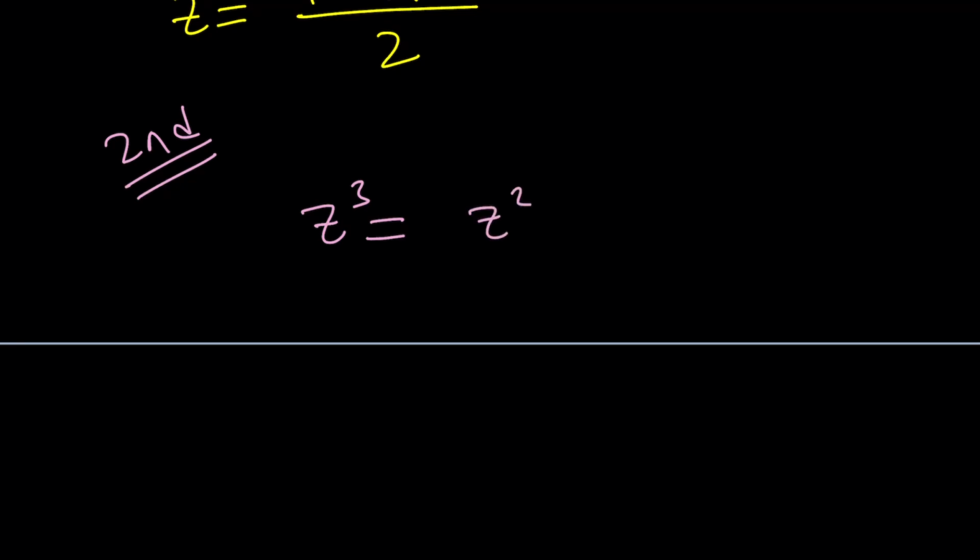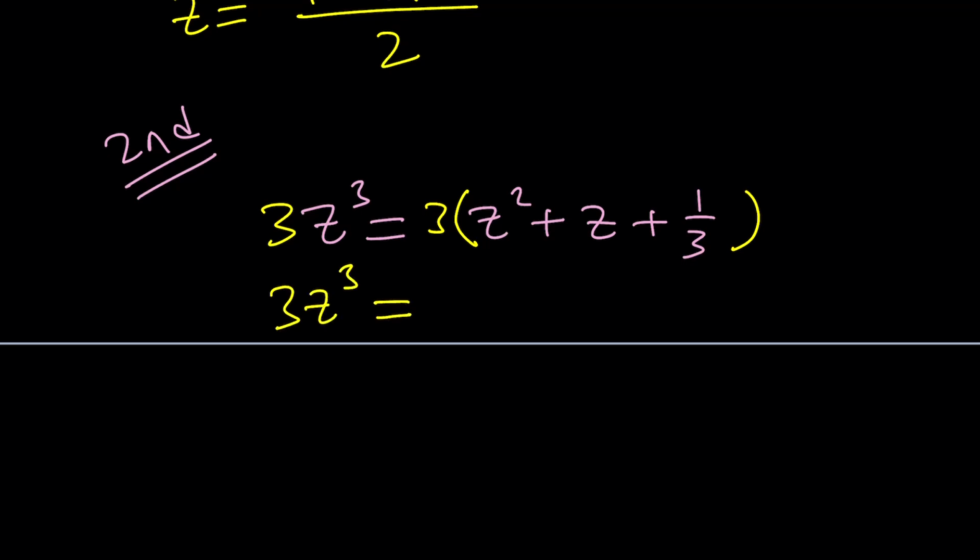What do I mean by that is you can add the same number to both sides, you can multiply both sides, and so on and so forth. In this case, I want to multiply both sides by 3, because that gives me a well-known pattern. You'll see in a little bit why. When I multiply the right-hand side by 3, I get 3z squared plus 3z plus 1, which is actually a part of, did you recognize it?